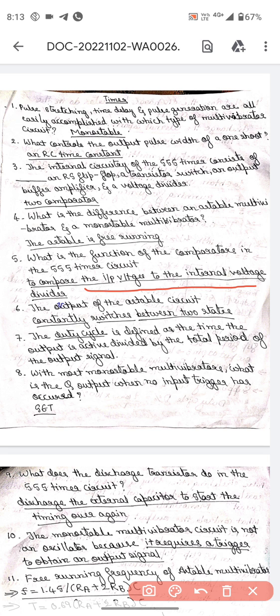Next question is the output of the astable circuit. What will you get? The output constantly switches between two states. That is the astable circuit.